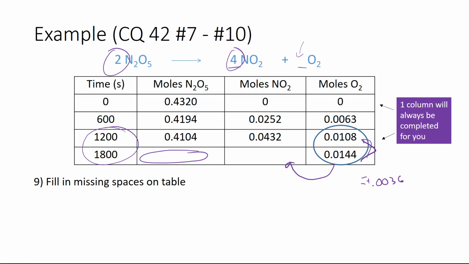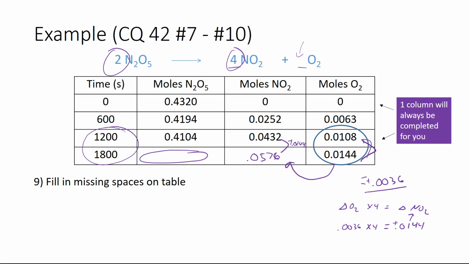So, therefore, my change in O2 times 4 would be equal to my change in NO2. This value, so 0.0036 times 4 equals 0.0144. All right, so that means my NO2 is going to change by 0.0144. So I'm just going to then add 0.0144 to that value, and I should get 0.0576 when I do that addition problem.